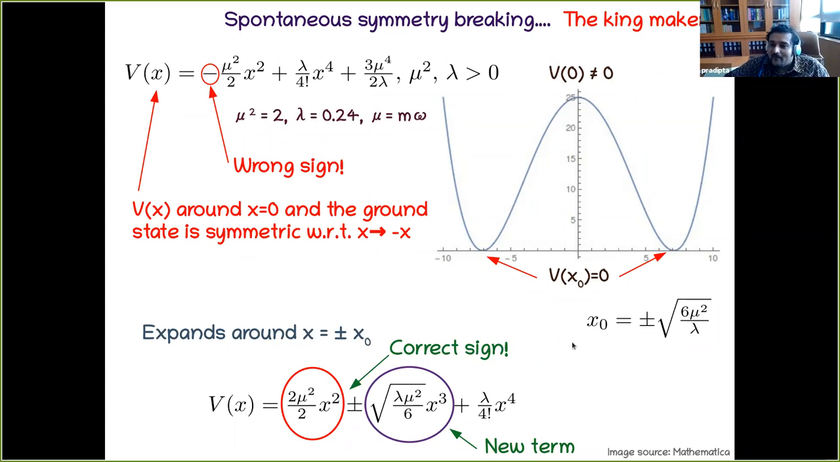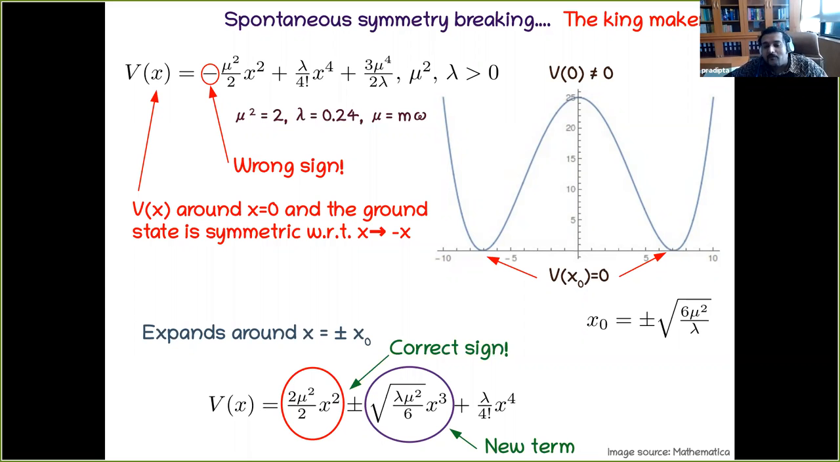But what I can do, because now my ground state is not at x equal to zero but at x equal to x naught, is expand my theory around x equal to x naught. Why? You can actually ask me. Because we normally always prefer to expand our theory around the ground state, which is the state of minimum energy, so that I can identify the energy levels uniquely and unambiguously. So that is the motivation. And the moment you start expanding around x equal to plus minus x naught, you are going to get a term like this.